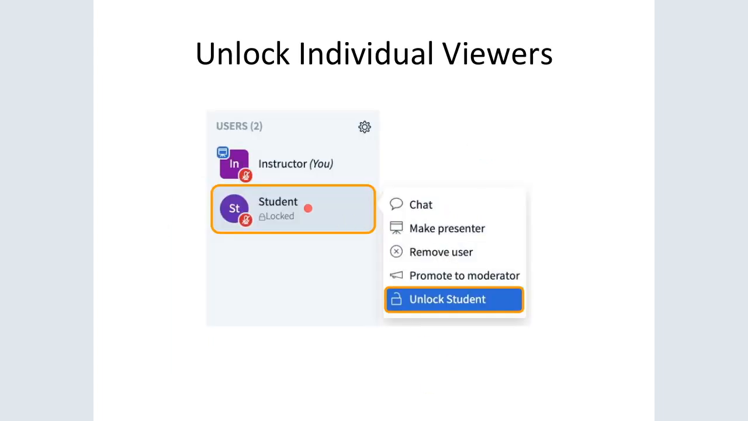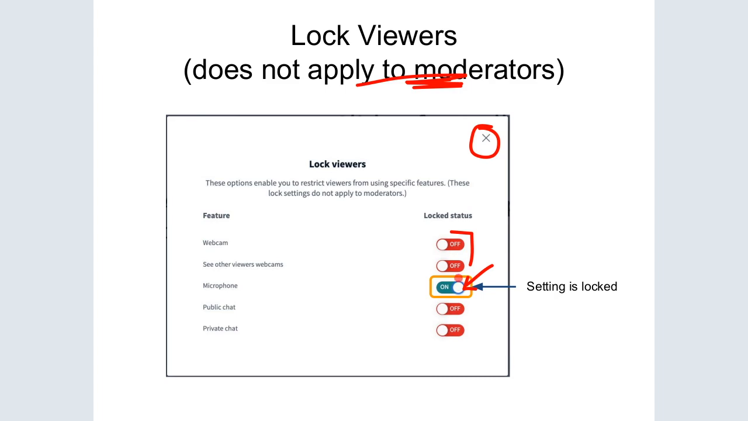When you've applied a lock setting, the individuals in the users list will show that they have been locked, and you can actually unlock an individual person. So if you'd like, you can select that person's name, and from the menu, select Unlock Student. If you'd like, you can relock that individual by again selecting their name and choosing Lock Student. It will simply reapply any of the settings that you have previously applied to the entire meeting.